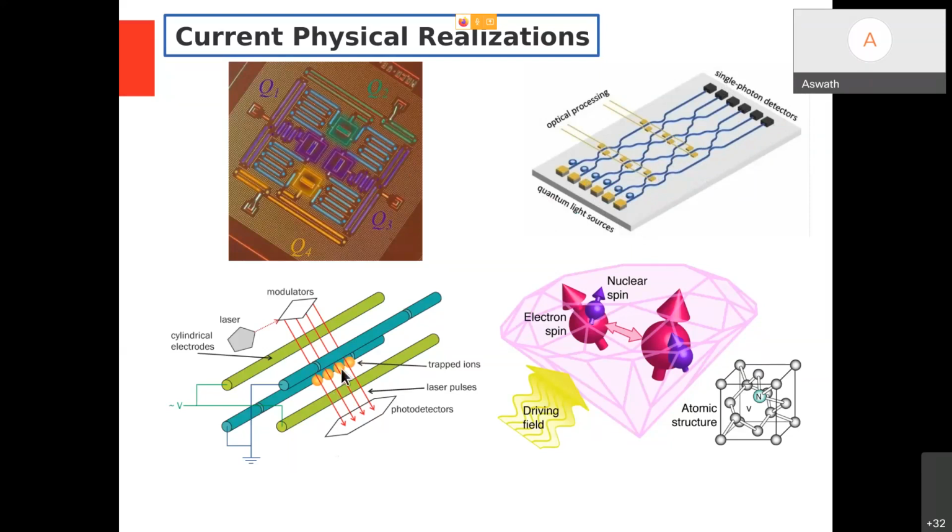The other one is the ion trap. I can use electrodes to confine the ions, send laser photons onto those ions and do quantum processing, and whatever the output is, I can study using photon detectors. So this is another physical realization people are pursuing quite a lot.